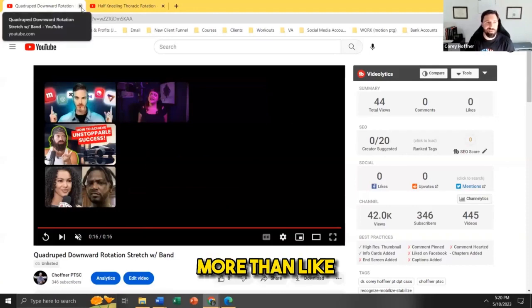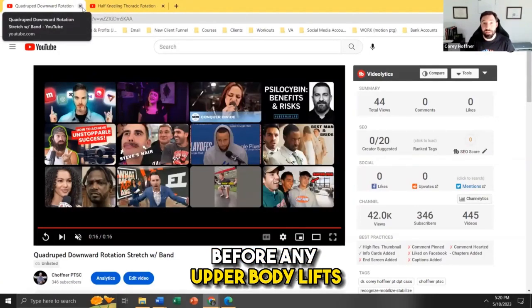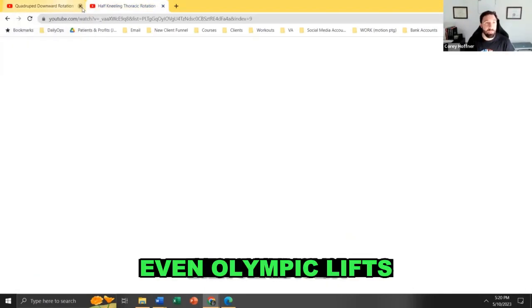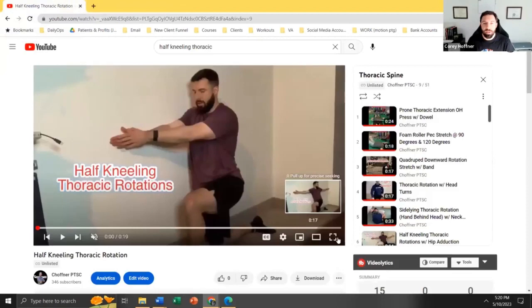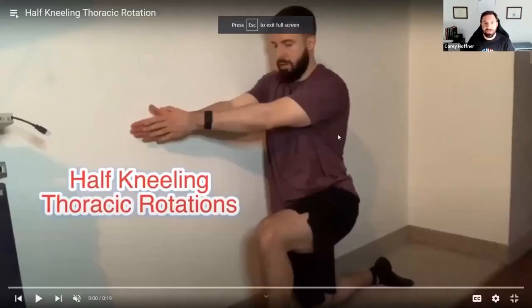Again, these won't take more than like 5 to 10 minutes tops to do, and they're great to do before any upper body lifts, especially overhead presses or anything like that you have in your programming, even Olympic lifts. All right, so that is the second one. The last one here is half kneeling thoracic rotations, right?